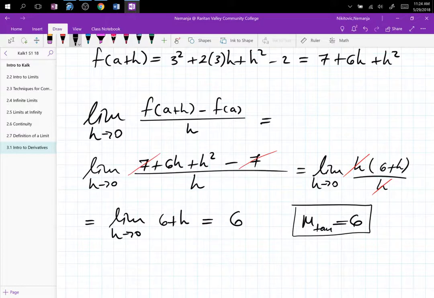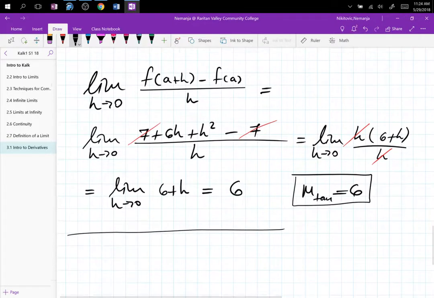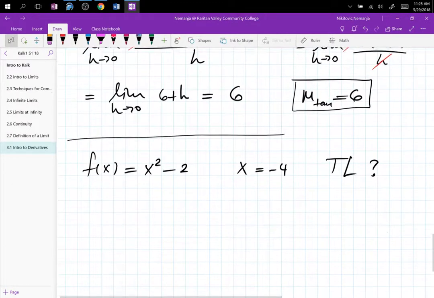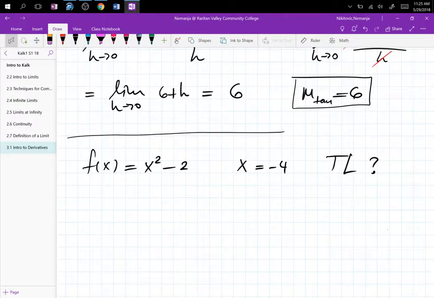But I really didn't want to find that at 3. I wanted to find the slope at -4. So f of x equals x squared minus 2. It's the same function. I just wanted to find the tangent line at -4. Oh well, from scratch. Right. So f of a, with a equal to -4, that's 16 minus 2, which is 14.